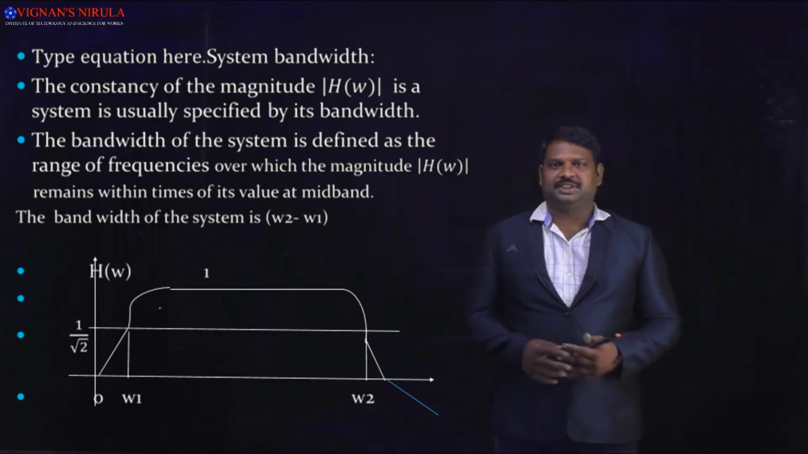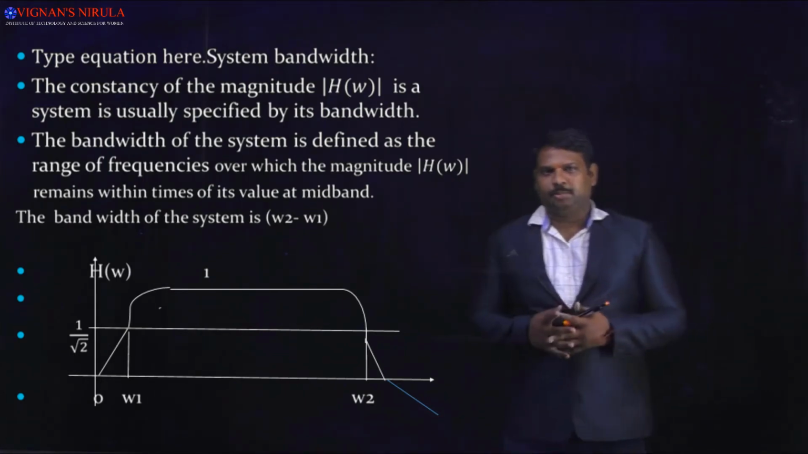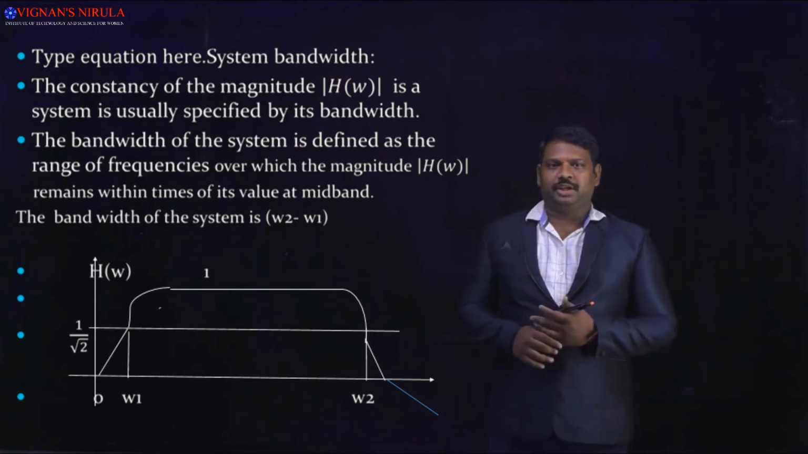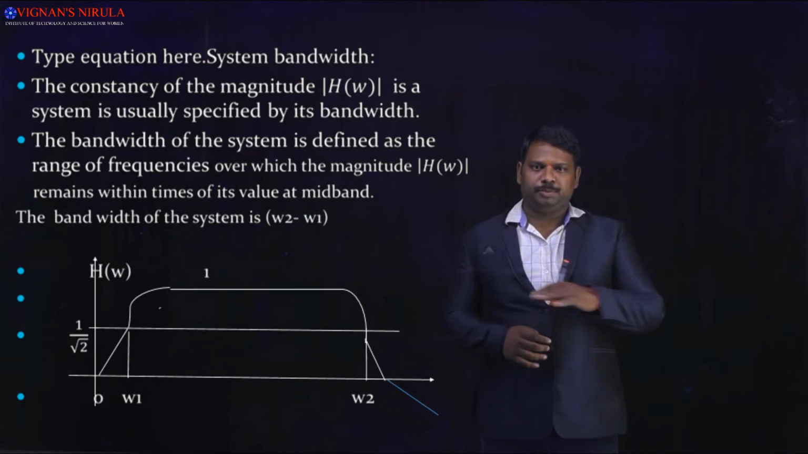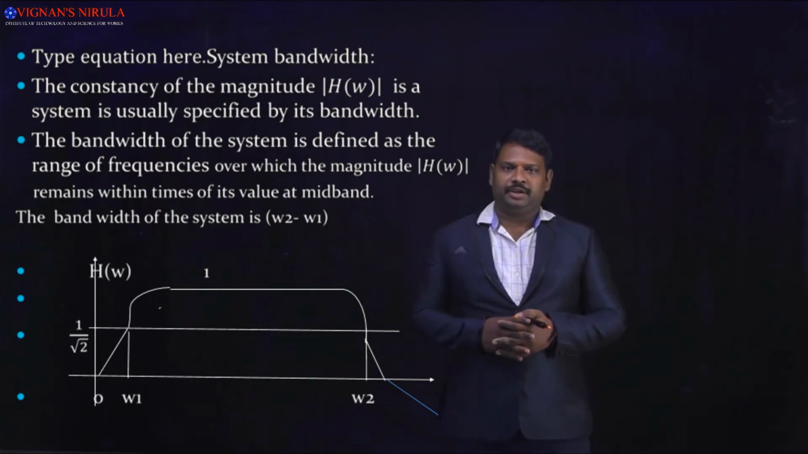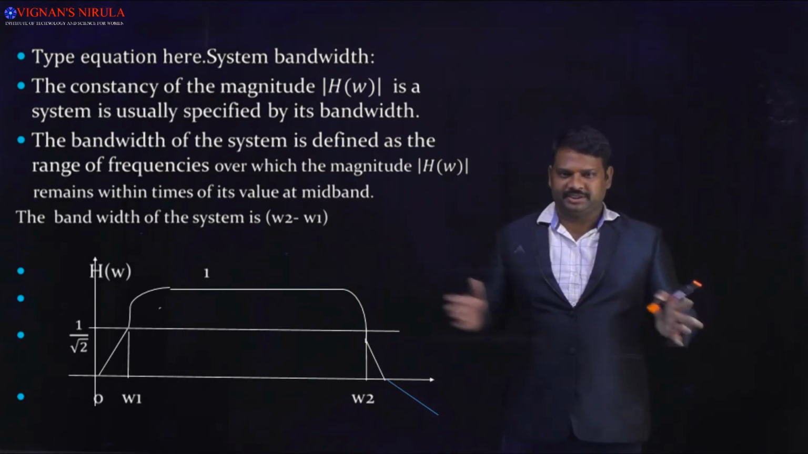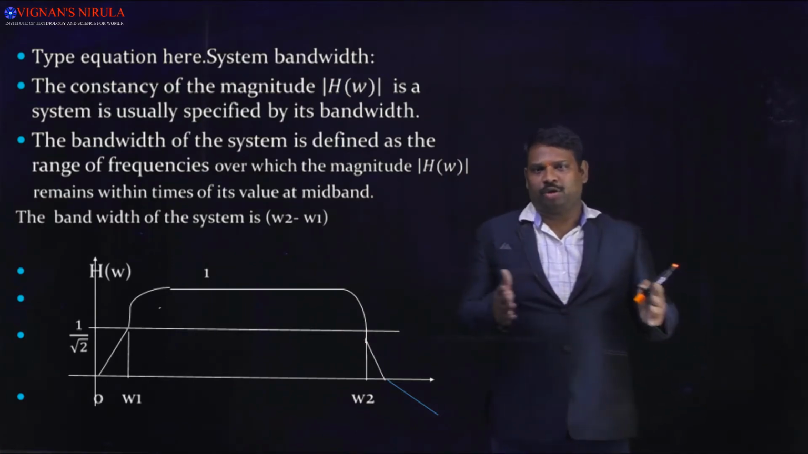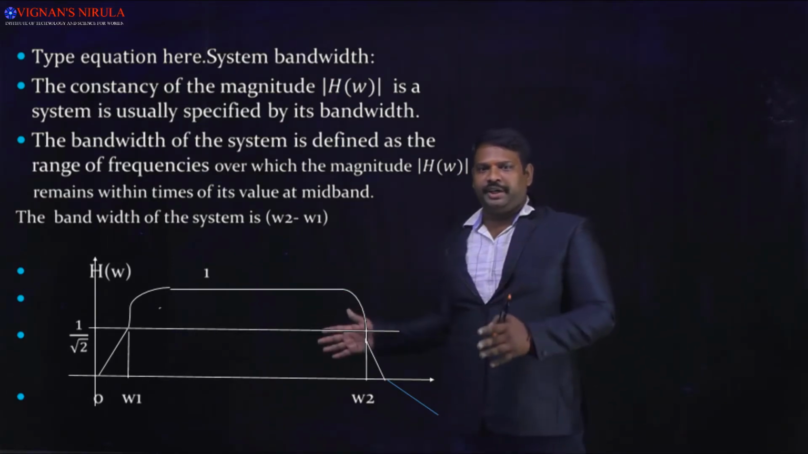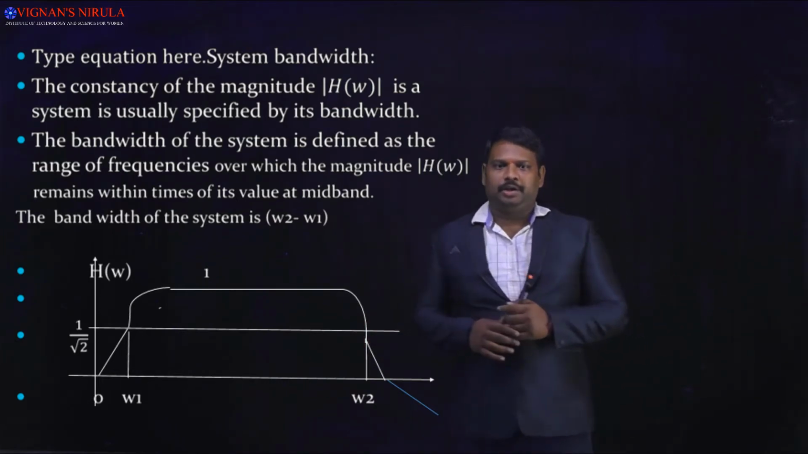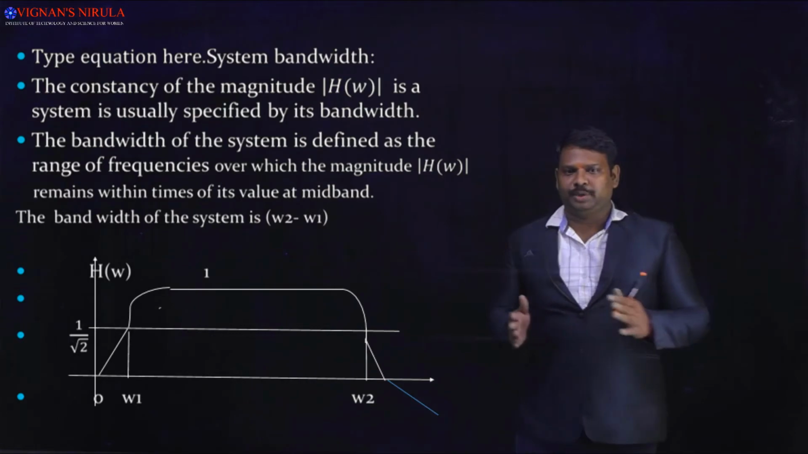Next topic will be the system bandwidth. In the system bandwidth, we'll consider the magnitude response. Generally, the magnitude response will be the constant magnitude of the system, which will be specified as our bandwidth. The bandwidth of the system is defined as the range of frequencies over which the magnitude is |H(omega)|, which contains within it the frequency components of the mid band. That is, the bandwidth will be defined as W2 minus W1.